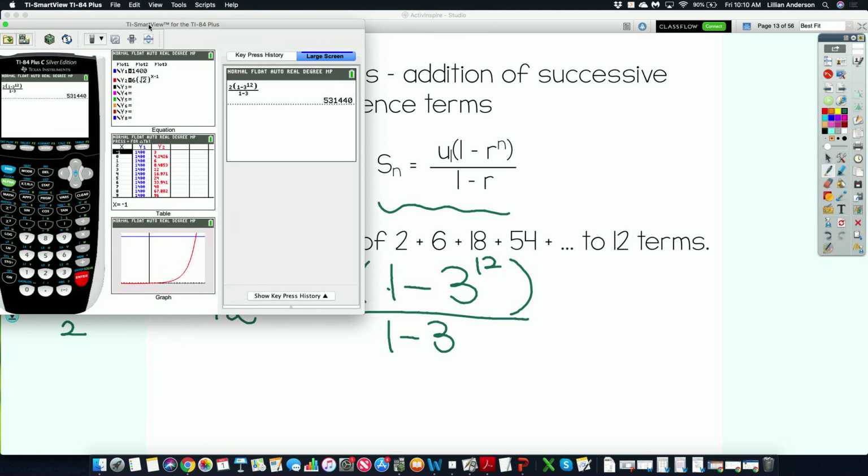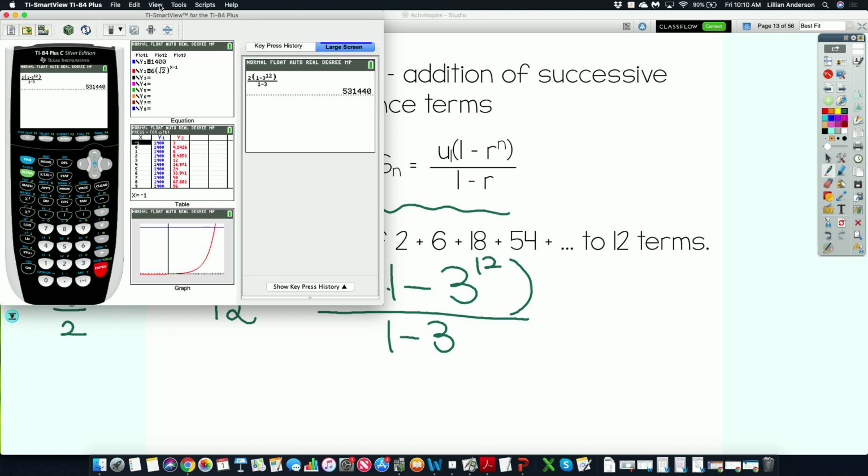Here so that way you can see it, but it's not gonna go. Okay, so that's my answer, 531,440. That is exact. That is the exact sum. I would not round this to 3 significant figures. Okay? It ends. That's exact.